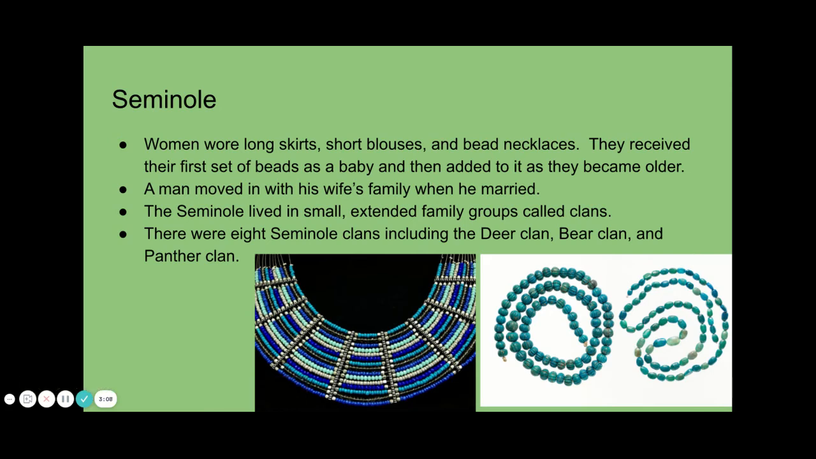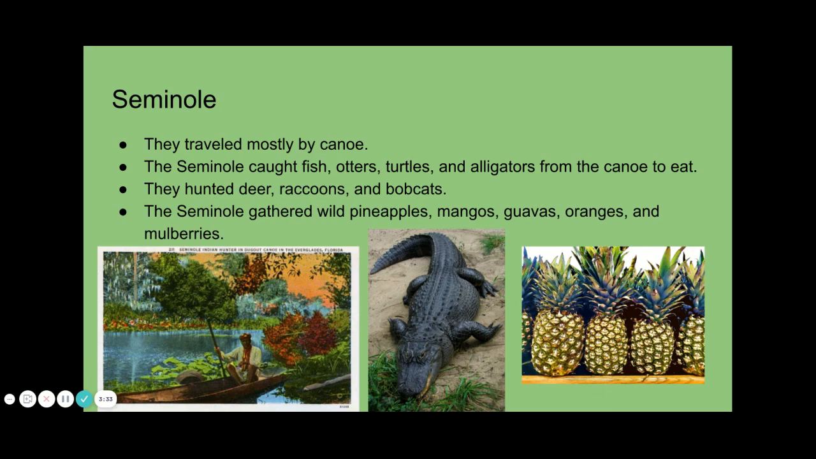The women in the Seminole tribe wore long skirts, short blouses, and bead necklaces. They received their first set of beads as a baby and then added to it as they became older. A man moved in with his wife's family when he married, actually. They lived in small extended family groups called clans, okay? There were 8 Seminole clans, including the Deer Clan, the Bear Clan, and the Panther Clan, obviously named after animals.